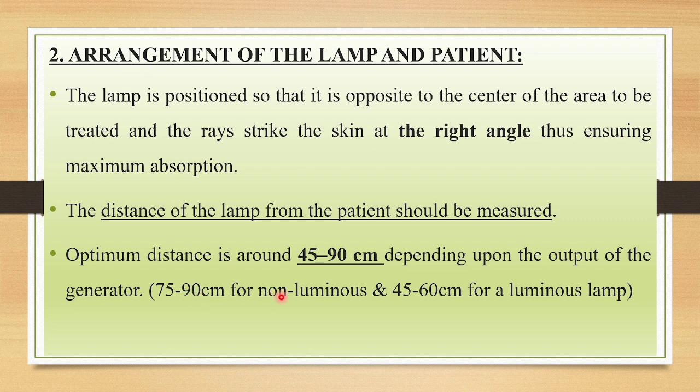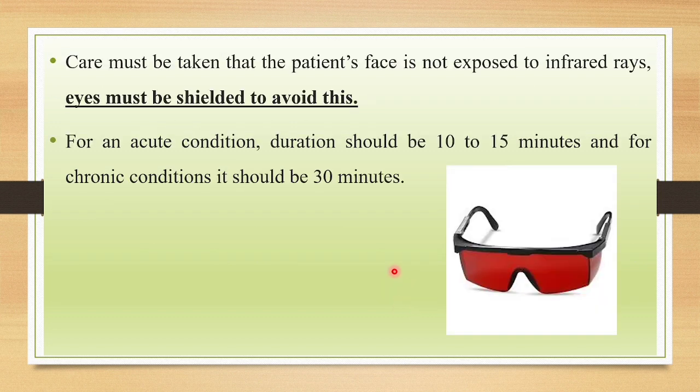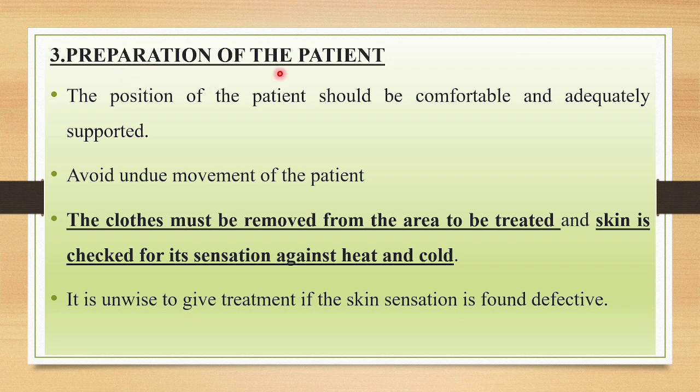In case of a non-luminous generator, if you are using one, it means 75 to 90 centimeters, and if you are using a luminous generator or lamp, we need to keep it at least 45 to 60 centimeters away from the patient. Care must be taken that the patient's face is not exposed to infrared rays. Eyes must be shielded to avoid this, so we need to use protective goggles in order to avoid infrared radiation over your eyes. For an acute condition, duration should be 10 to 15 minutes, and for a chronic condition, it should be 30 minutes. Next is preparation of the patient.